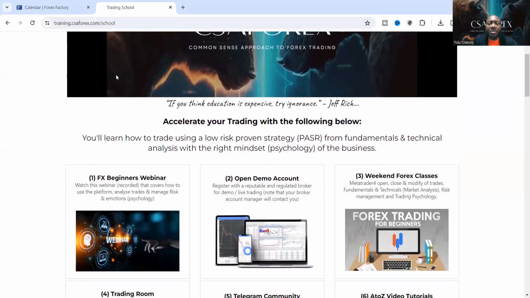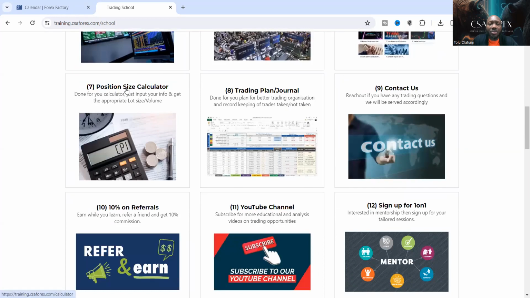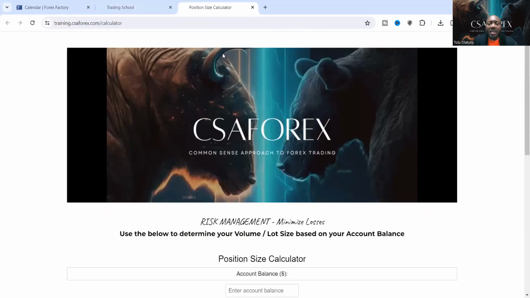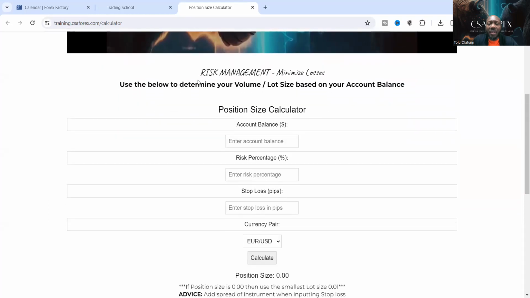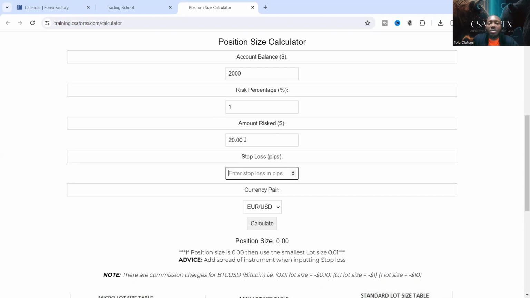training.cscforest.com/school, you can always scroll down to where you have number 7, position size calculator. Click on it, and then it launches this page over here where you can put in your account balance. Assume your account balance is, let's say, $2,000, and then you want to risk maybe 1% or whatever. This is up to you at the end of the day. Maybe your stop loss from your analysis, you can see as you clicked on that, that's already giving us the amount that we're risking based on 1%.